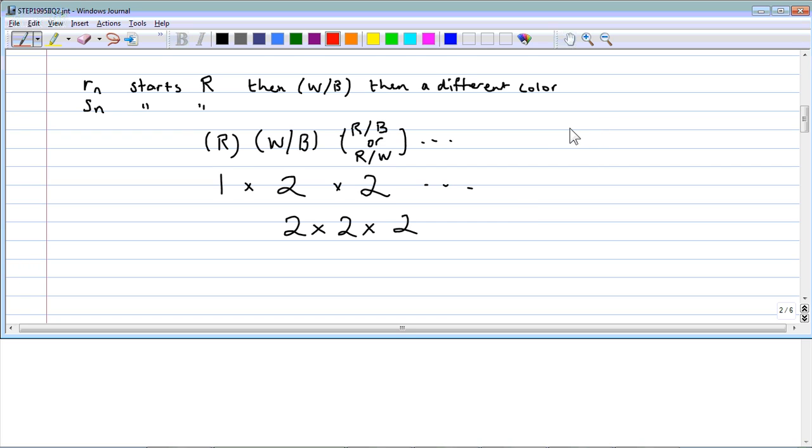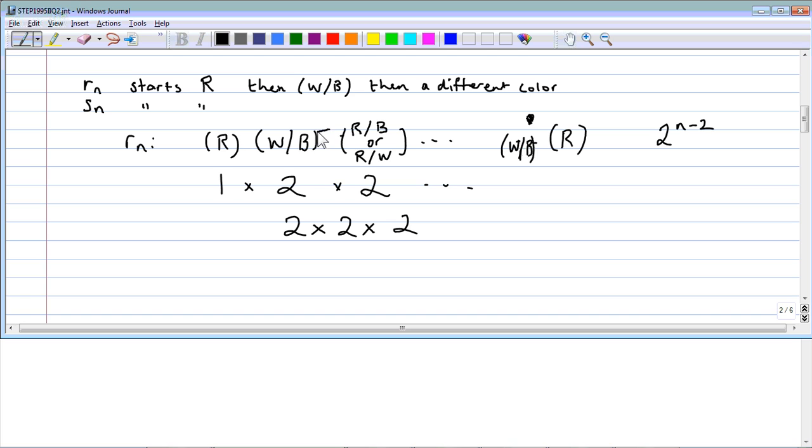So this way of thinking is flawed because we can't simply write, for example, 2 to the n minus 2 as the number for Rn, because Rn at the end must have a red at the end. So the question becomes, well, that means that this one must be white or blue.